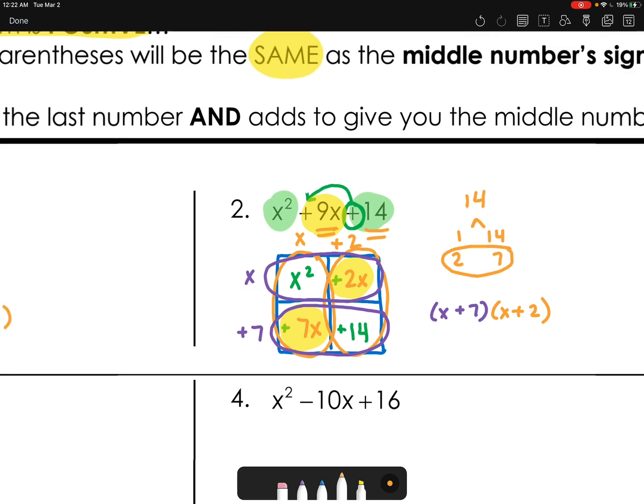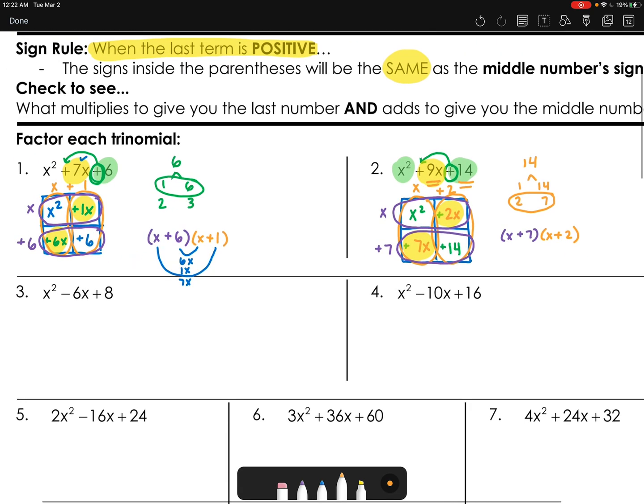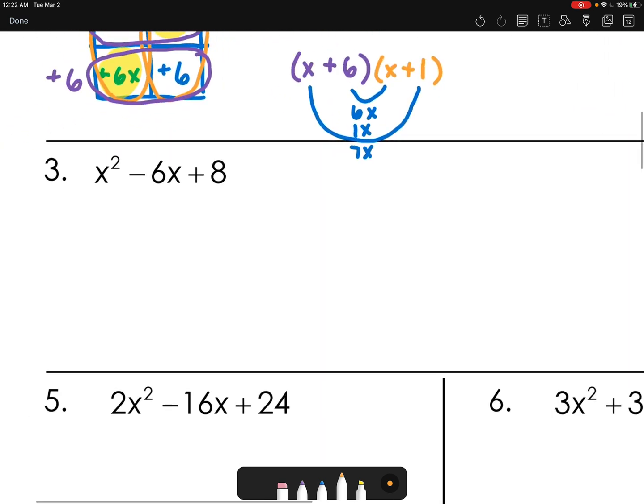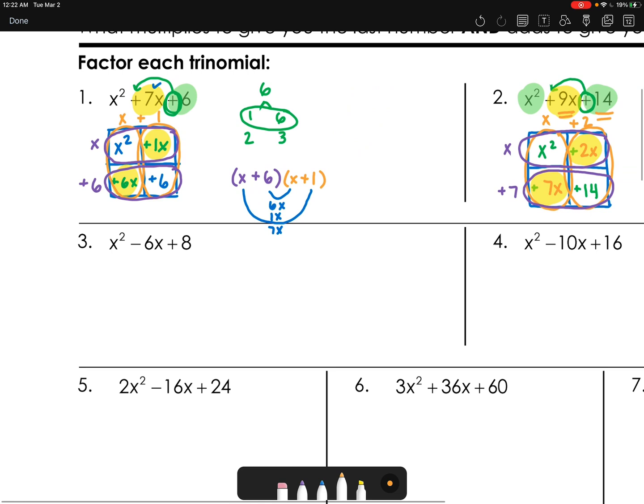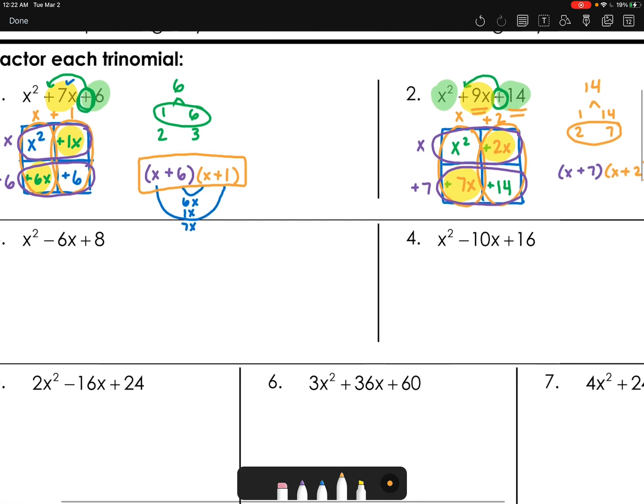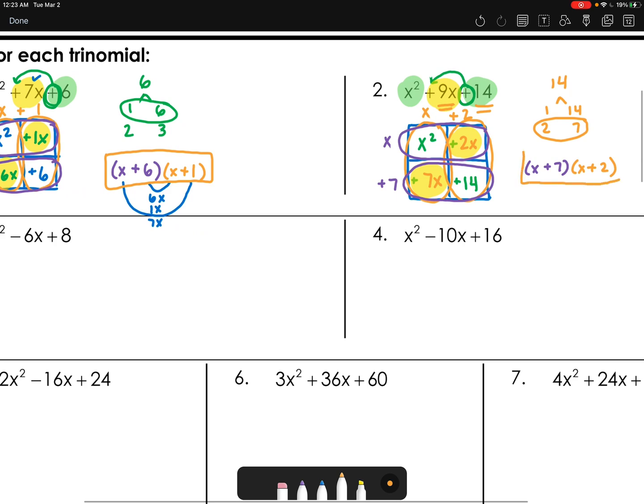Okay? I'm going to show you another strategy for numbers 3 and 4, in case you like the area model. You can definitely keep doing that. I like using the area model personally, but I want to show you guys another way to do this as well. Okay? And so you can tell in these two problems, our end goal and our answer for factoring were two sets of parentheses, right?